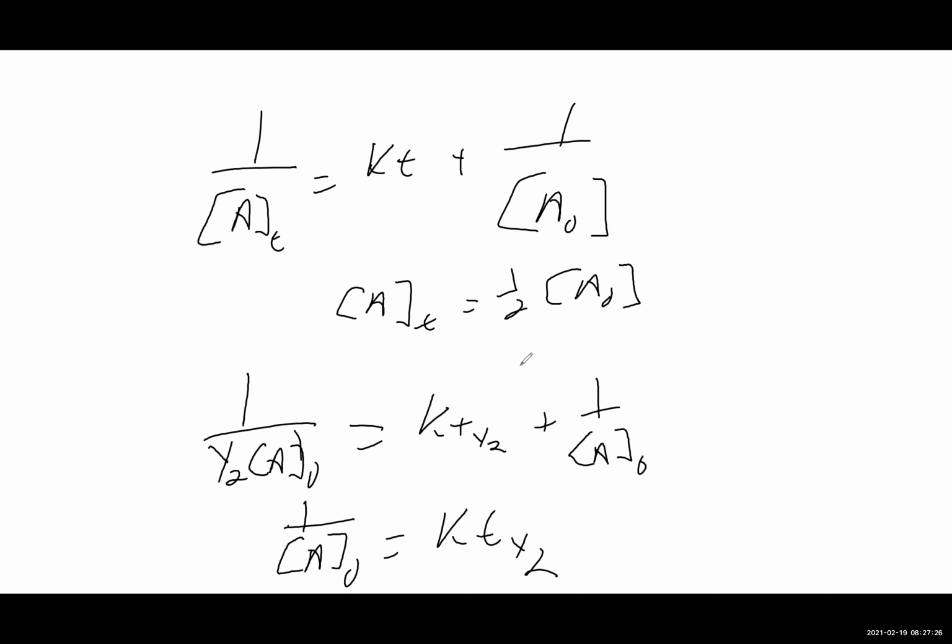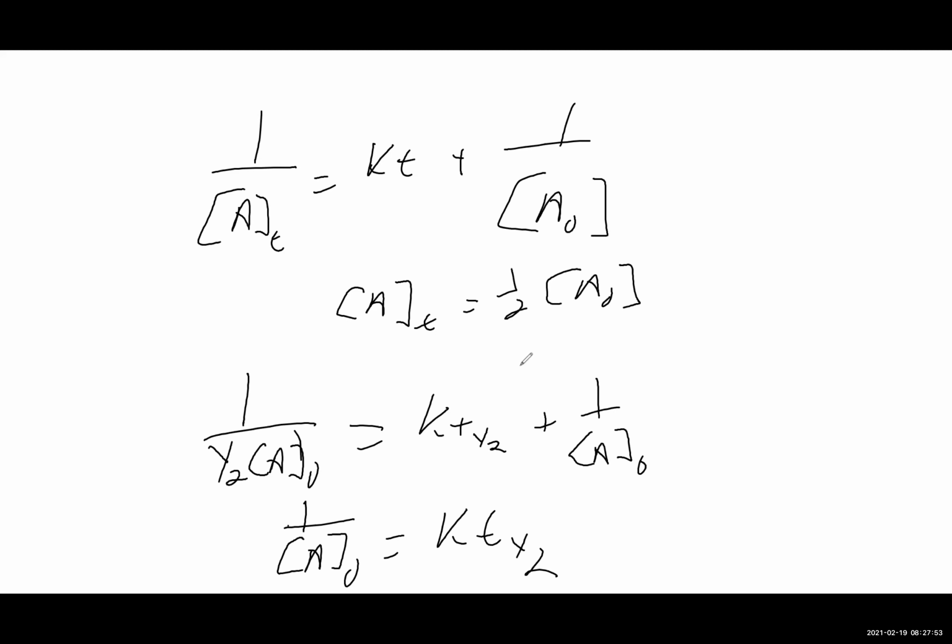If I do the same thing with the zeroth order, I have the same problem. I can define a half-life, but my half-life ends up depending on what I started with. It's only, again, sort of a mathematical quirk that if I have first order kinetics, the integrated rate law results in a half-life that is independent of what I started with.